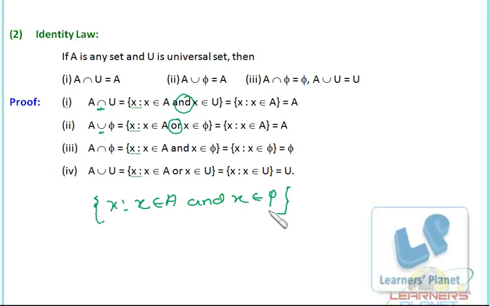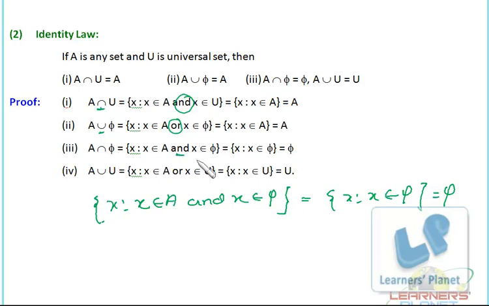Phi is what? A null set, right? So if X is an element that belongs to A and X belongs to the null set, that means actually it is a null set. Nothing is common between A and the null set. Getting my point? Nothing can be common between a set and a null set, so that will always be a null set.